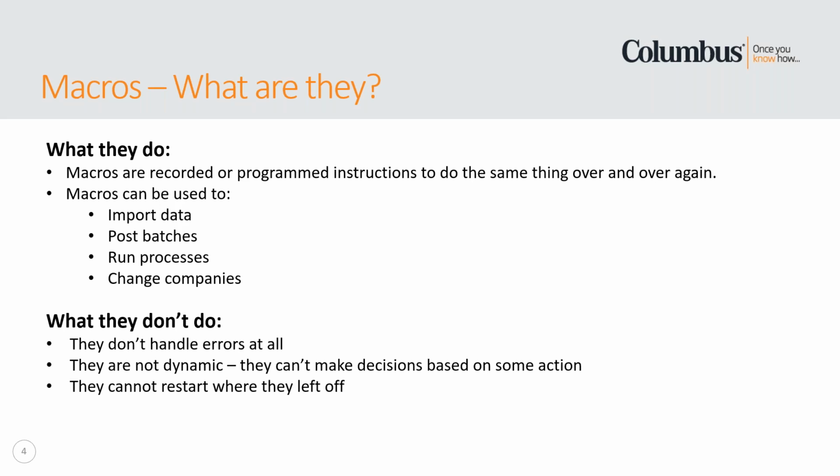And then because of the whole error stopping and starting, they can't really pick off where they left off. So if you've got a macro that's fairly long and 200 records into 500, it errors out, you have to go back into the macro, find where it errored out, fix that data, maybe remove the 199 records that did go correctly, and then pick it back up again and go from there.